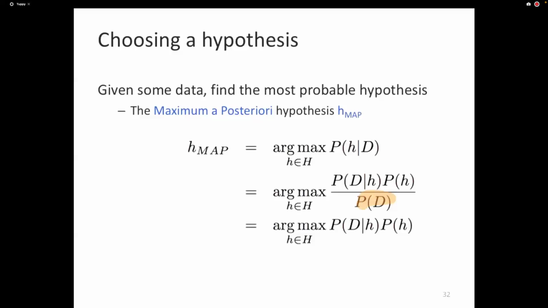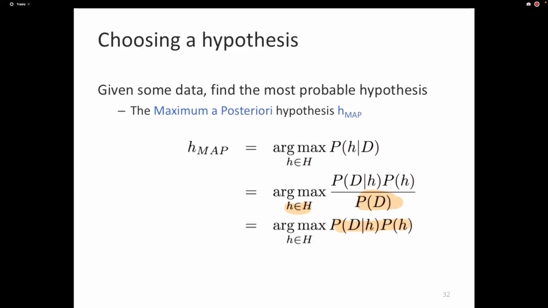Notice that P of D, which is in the denominator, is independent of the thing that we are searching over in our maximization. In other words, as far as the thing that we are varying, H, is concerned, P of D is a constant. We don't need to compute it because all we care about is the relative ordering between the hypotheses, and the numerator is sufficient.